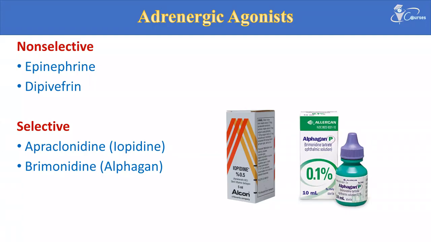Epinephrine and dipivefrin: sometimes in some tough exams, they mention the names just to see if you know them or not. But the commonly used are the selective adrenergic agonists, such as apraclonidine or Iopidine, and the other one is brimonidine or Alphagan. These are the selective alpha-2 agonists, so they work on the alpha-2 receptors.